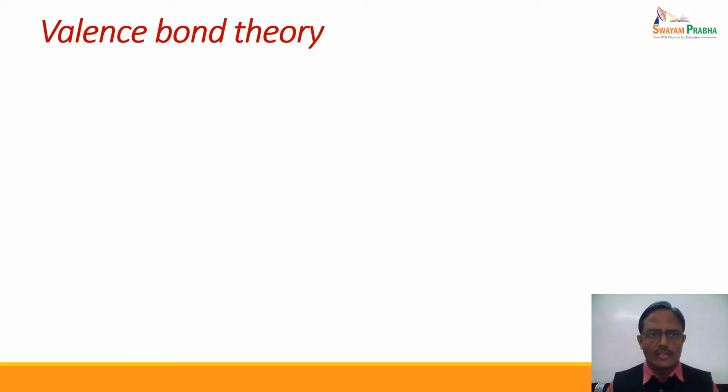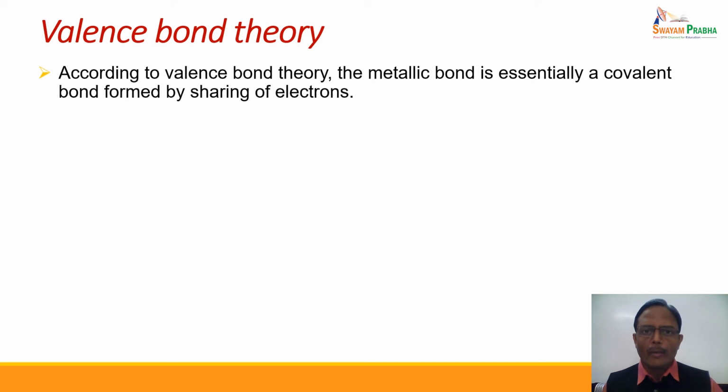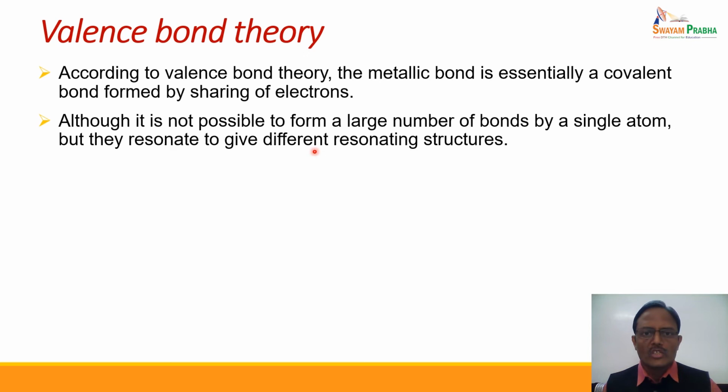Coming to another theory, which is the valence bond theory explained by Pauling and Slater. This theory was basically put forward by Pauling and Slater to explain the covalent type of bonding. According to valence bond theory, the metallic bond is essentially a covalent bond. But the problem with the covalent bond, as we have discussed previously, is that any element can form only as many covalent bonds as the number of unpaired electrons present in it. So although according to valence bond theory the metallic bond is essentially a covalent bond, it is not possible to form a large number of bonds by a single atom.